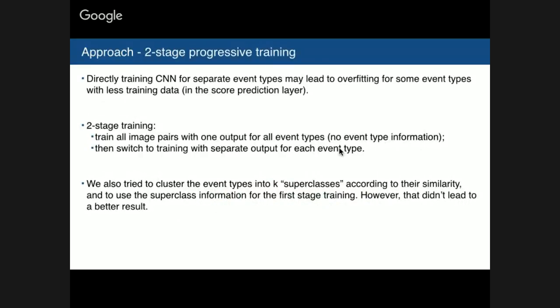Okay, so this is because if we directly train the CNN for separate event types, the problem is, although the feature is shared among the 23 event types, the last layer, the final prediction layer, is not shared. It's trained separately for each event type. That may lead to overfitting for some event types with less training data, because we have a relatively small data set. Therefore, we use this two-stage training process. First, we train on all the image pairs with one output for all the event types. That means we give no event type information to the network. Then at some point, we switch to training with a separate output for each event type. That means we add the event type information into the network.